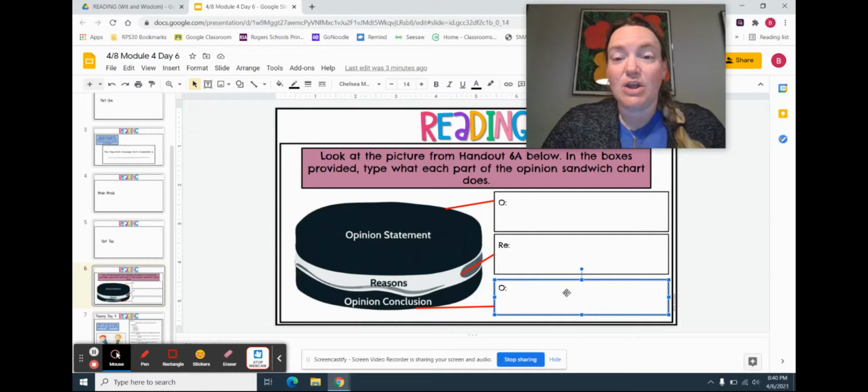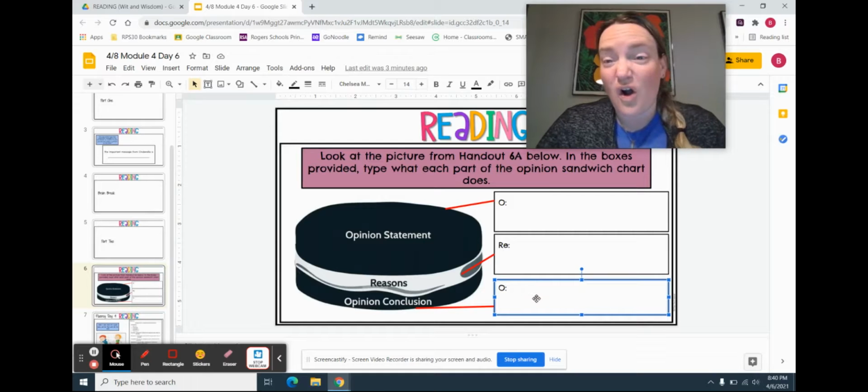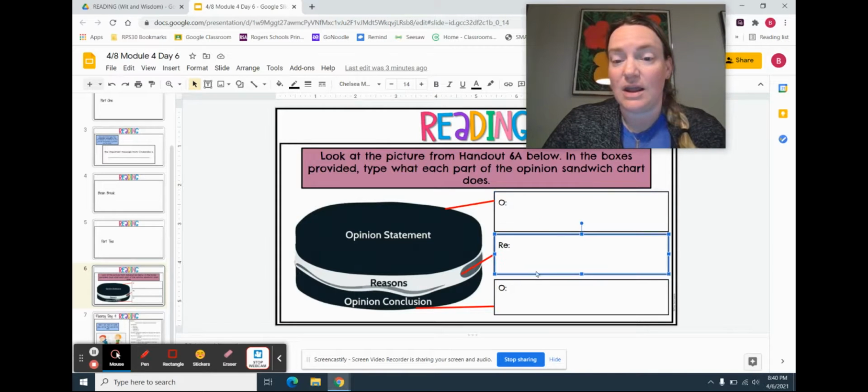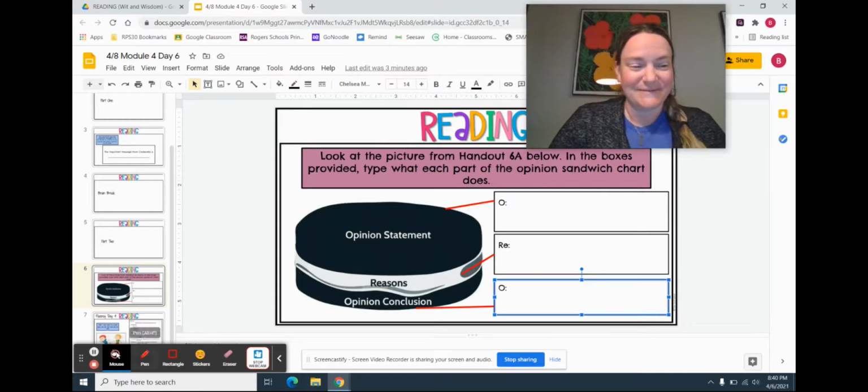And when you're done, it says right here, in the boxes provided, type what each part of the opinion sandwich chart does. She'll go over all of it with you, and you can take notes on your own handout 6A, and then you're going to type your responses here in these boxes. So make sure you pay really close attention because, like I said, we're going to be using this in our writing at some point soon, okay? So without further ado, enjoy your video with Miss Spears, and I will see you soon.